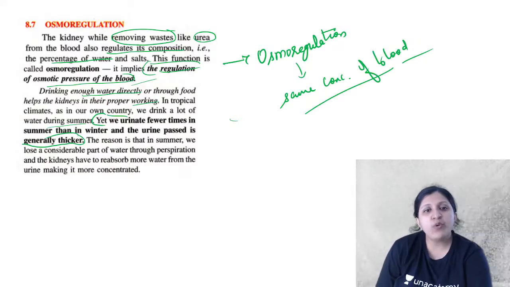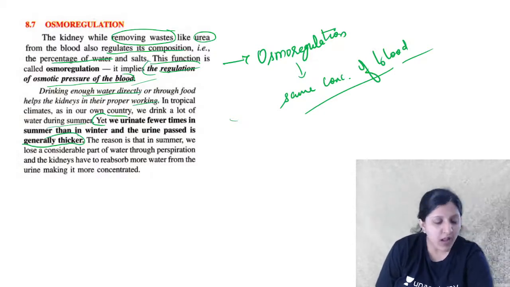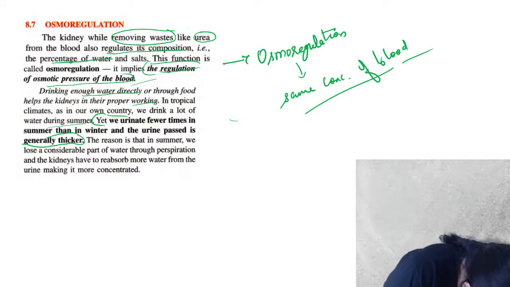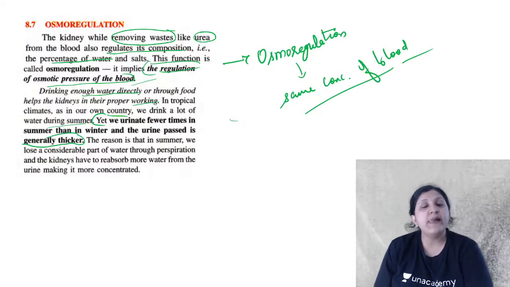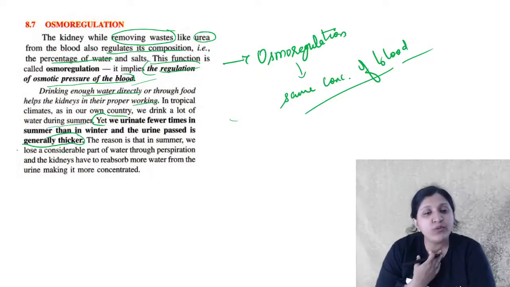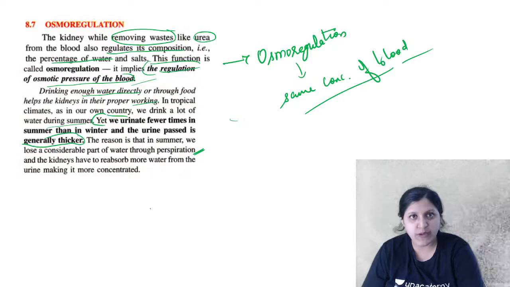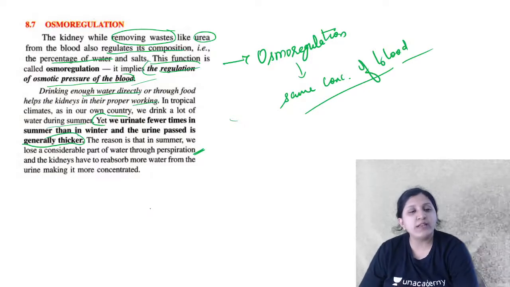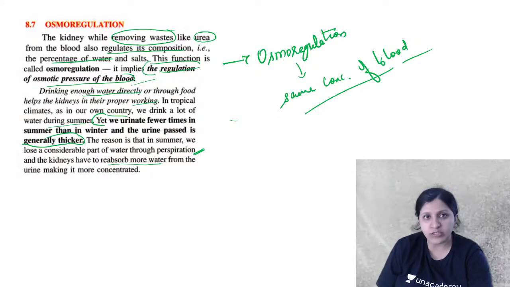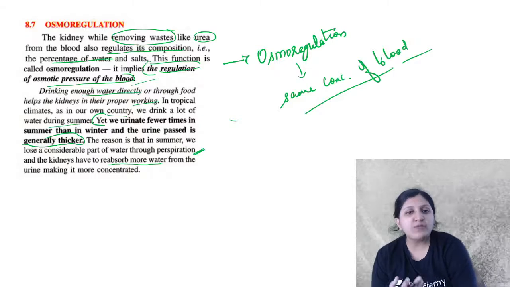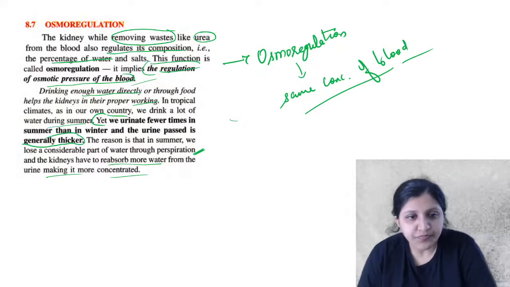Here, the urine passed is generally thicker in winter, and the reason is that in summer we lose a considerable part of the water through the process of perspiration. Perspiration helps in losing water, so the kidneys have to reabsorb more water. The kidneys absorb more water from the urine, making it more concentrated.